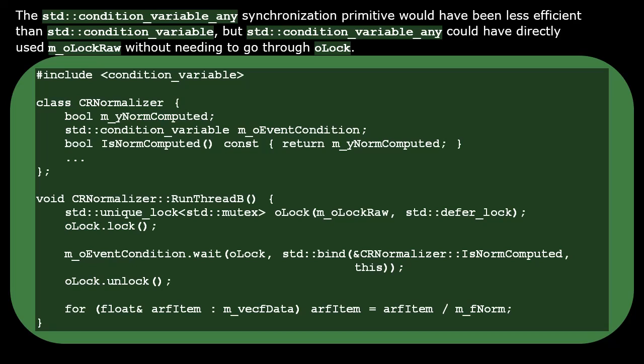We prefer not to use unique locks and instead just use raw lock primitives. You can do that and still use an event condition variable, but then you would need to name its data type as condition_variable_any. It is slightly less efficient.